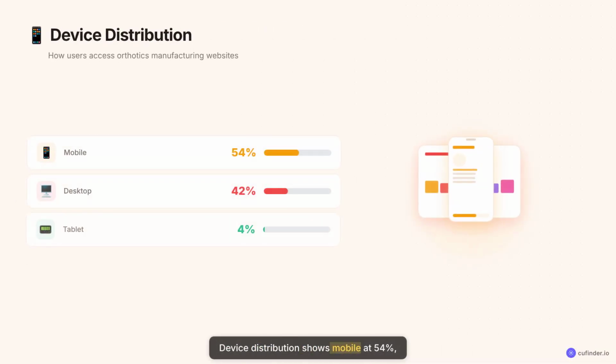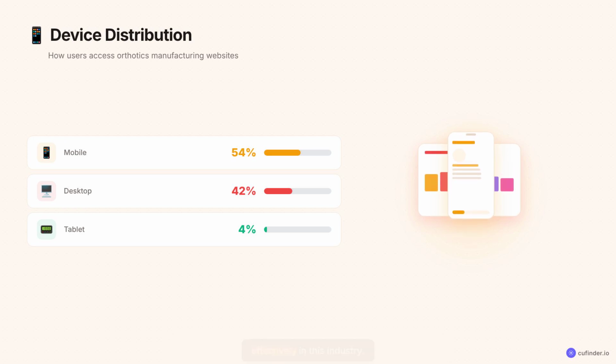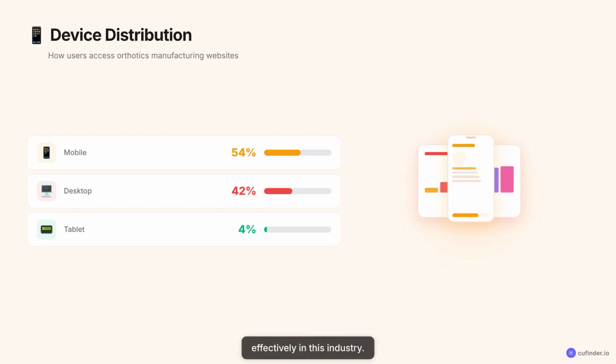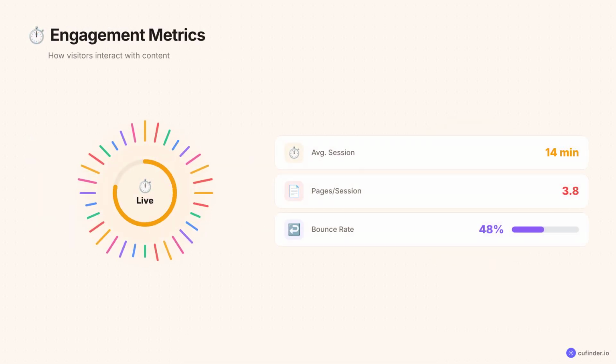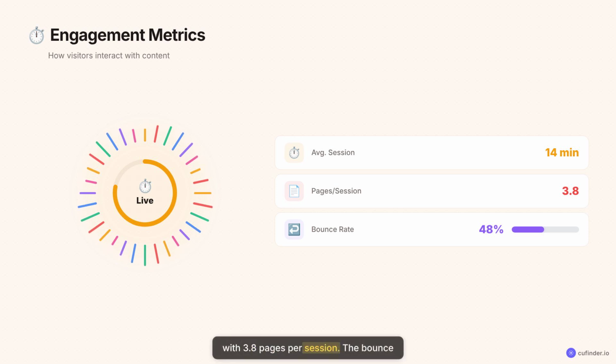Device distribution shows mobile at 54%, desktop at 42%, and tablet at 4%. Mobile optimization is essential for reaching your audience effectively in this industry. For engagement, average session duration is 14 mini-hours with 3.8 pages per session. The bounce rate averages 48%.